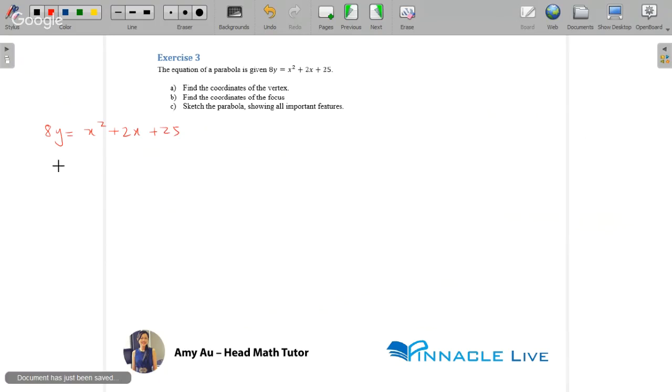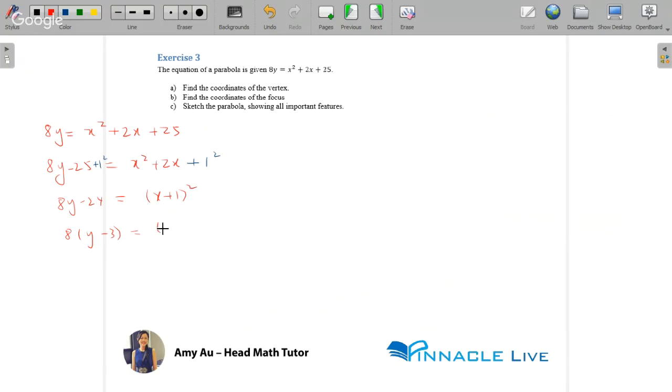So I'm going to move that 25 across and complete the square. Remember, add the square of half the middle term, so one squared, to both sides. So that's 8y minus 24 now, and that's your perfect square. Factorize the 8 out, and I'm just going to reshuffle this a bit like that.